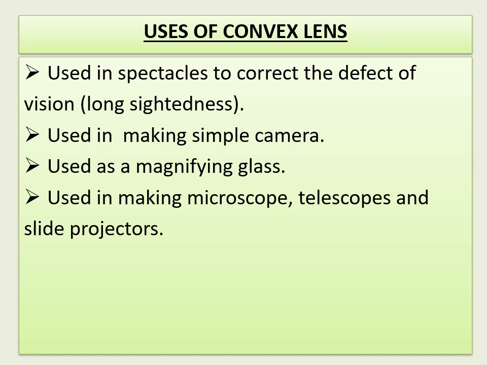So coming to the uses of a convex lens, a convex lens is used in spectacles to correct the defect of vision, that is long sightedness. Next, it is used to make a simple camera, used as a magnifying glass, used in making microscopes, telescopes, and slide projectors. Depending upon the different positions we have discussed, each position is helpful for the respective uses.